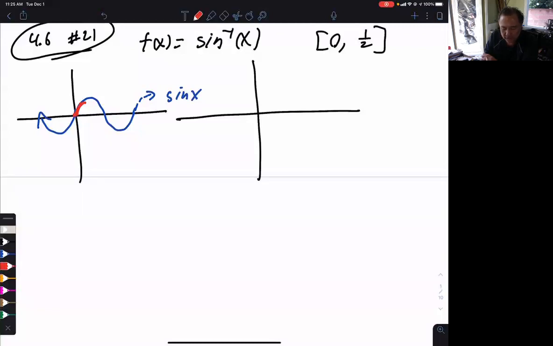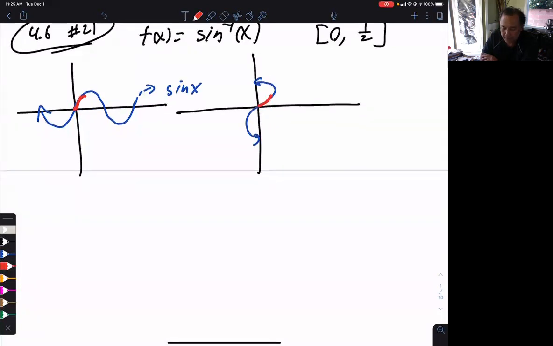Well, what's the inverse going to look like? It's going to look like this. I will draw it for you. And it keeps going in both directions. But this portion here is that portion here. So I'll draw it here. It's that portion of the sine wave. That's the inverse sine function.